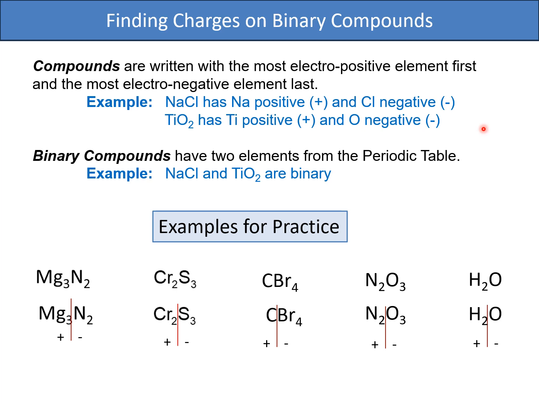And by the way, when you make compounds, you'll never put together two negatives and you'll never put together two positives. And you won't have the negative on the left side and the positive on the right side. You will always have a positive and a negative, and the positive will be on the left side and the negative will be on the right side.